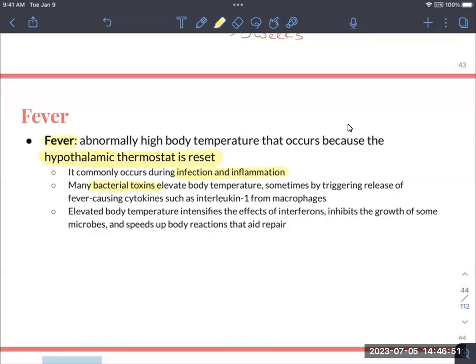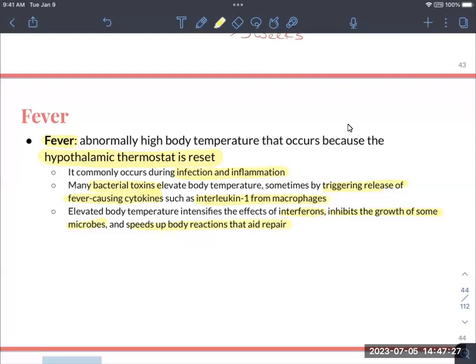It can be triggered by the release of fever-causing cytokines, like interleukin-1 from macrophages, which can reset that hypothalamic thermostat. That elevated body temperature can interfere with microbes. We're trying to inhibit the growth and the spread of those microbes. And it actually speeds up body reactions to help repair the system quicker.